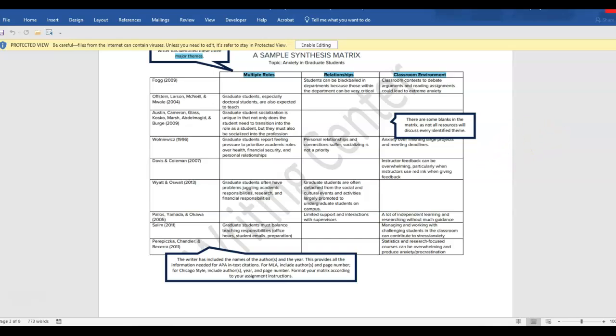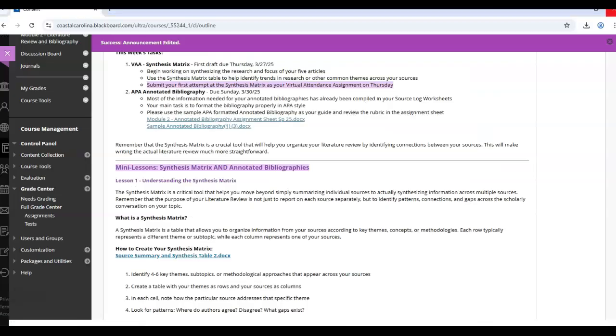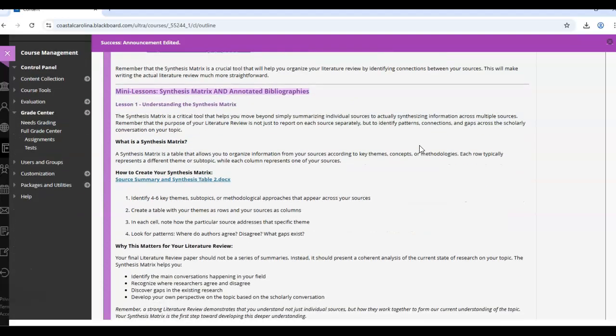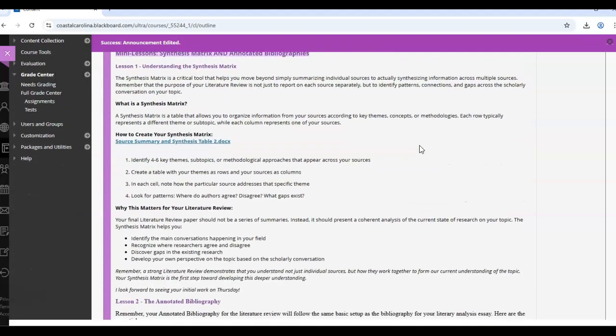This week, you're going to work on synthesizing your sources by filling out that table. Now, I know this is going to be a different task for most of you, and that's okay. This is an initial chance to do this.